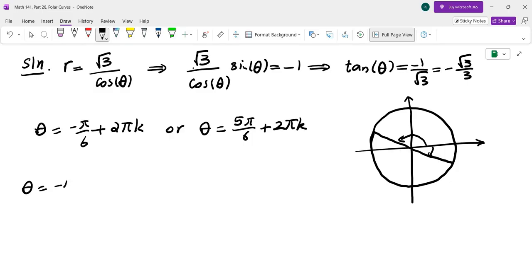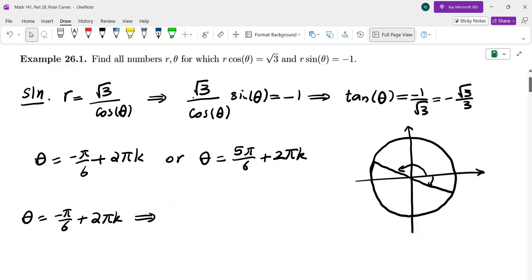So if theta is negative pi over 6 plus 2 pi k, we can plug it into the first equation. We get r times cosine of that. What is cosine of negative pi over 6? That is root 3 over 2. So that is equal to root 3. So that gives us r equals 2.